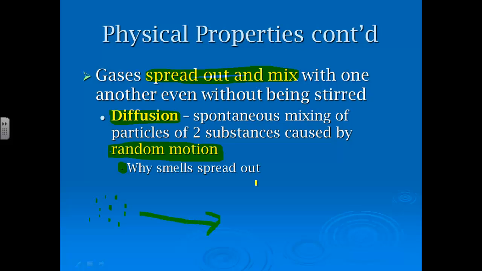If you have a particle that has a particular smell to it, and it gets released in one section of the room, those particles are on the move. They are trying to get as far away from each other as possible. So that's why the smell may hit the people that are near it first, then it's going to hit the next people, and then maybe by the time it gets across the room, these people don't even smell it too bad, because those particles are so far apart that the concentration is that much less. Okay, so this is going to be diffusion, which again is our last physical property of gases.